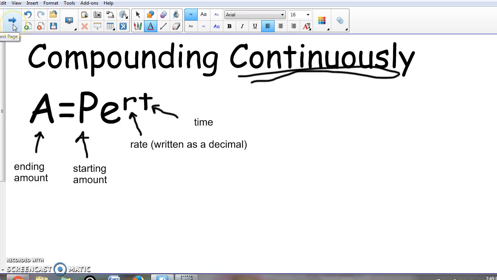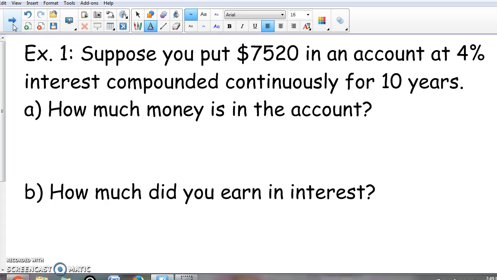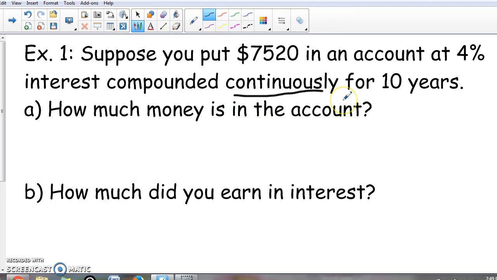Alright, so those are the two formulas we're going to use today. The first problem we're going to do is going to have two parts. Example 1: suppose you put $7,520 in an account at 4% interest compounding continuously. When you write this down, you need to underline the word continuously, for 10 years. You'll look at your formulas above, and the continuous one is the Pert formula. It's compounding for 10 years. Part A, how much money is in the account? Part B, how much money did you earn in interest?